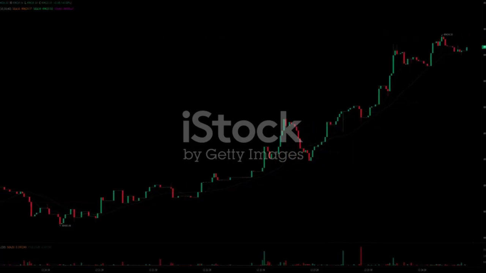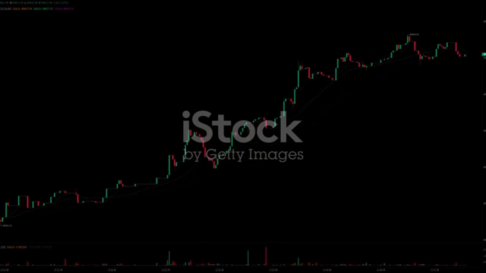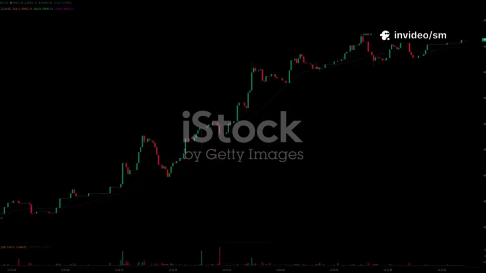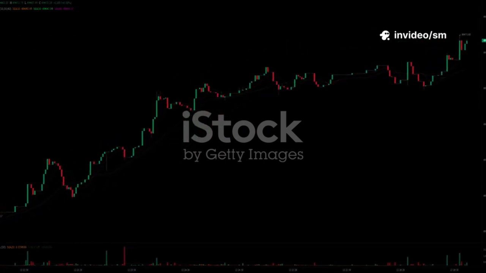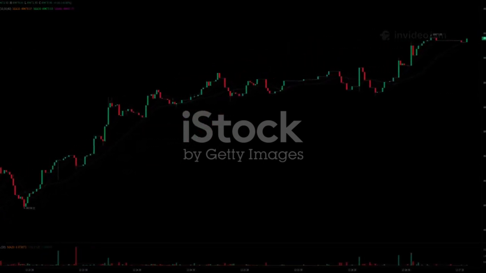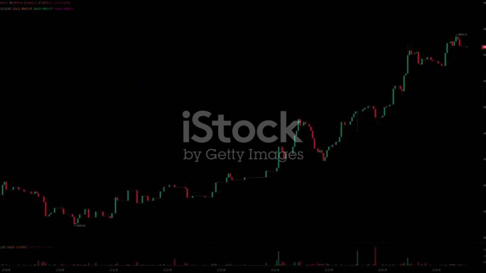Think of it like a coiled spring. When price consolidates in a tight range, energy builds up as traders wait for direction. Once that tension is released, price can explode in one direction, often with surprising speed and force. This is the essence of a breakout, pent-up energy finally unleashed.